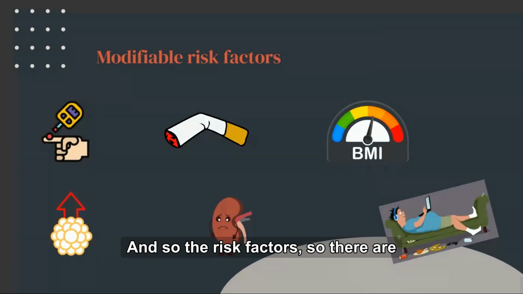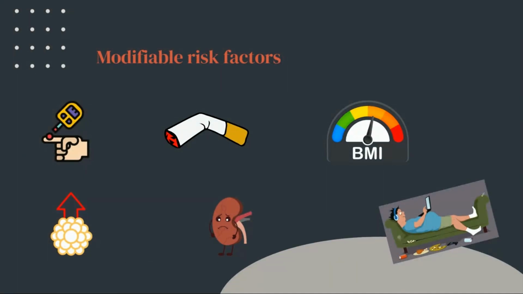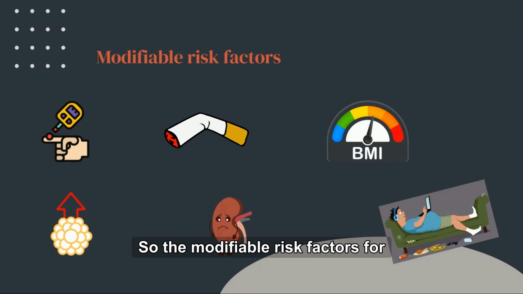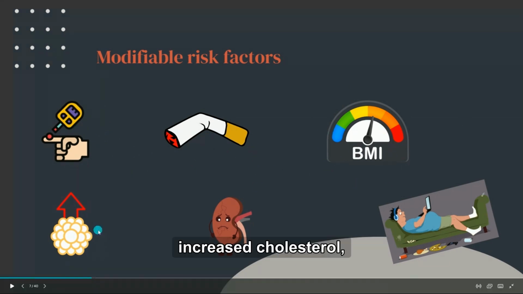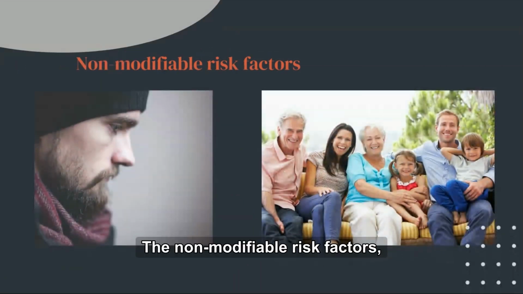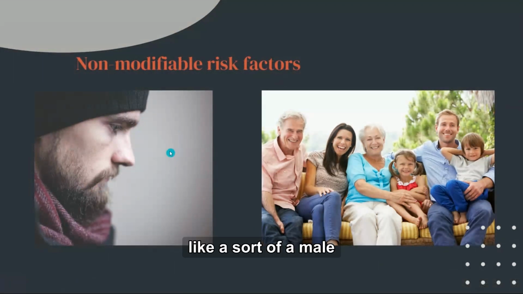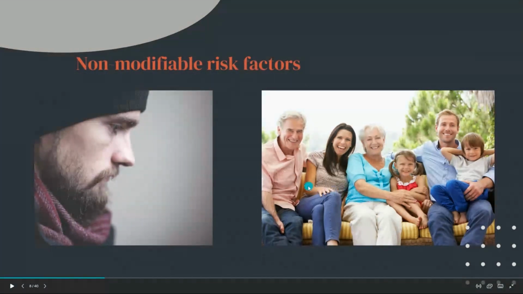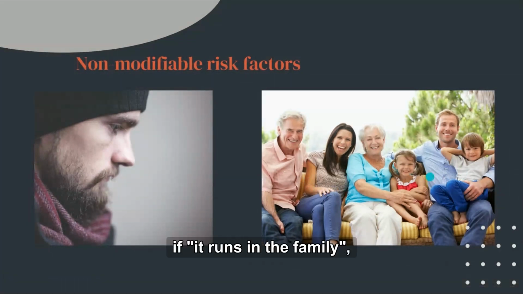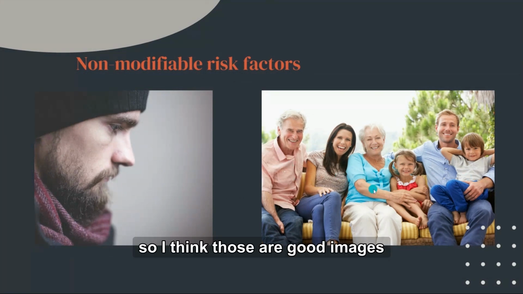So the risk factors. There are modifiable risk factors, things that you can change, and there are non-modifiable risk factors. The modifiable risk factors for peripheral vascular disease, peripheral arterial disease, are diabetes, smoking, a high BMI, increased cholesterol, hypertension and kidney injury, and living a sedentary lifestyle. The non-modifiable risk factors, so here we go, stock images again. We've got being male, so this looks like a male who's just realised he's got a risk factor for peripheral arterial disease, quite somber there. You've got family risk factors, so if it runs in the family, you've got a nice family here, and if you're old, you've got two old people. So I think those are good images actually, they work nicely.